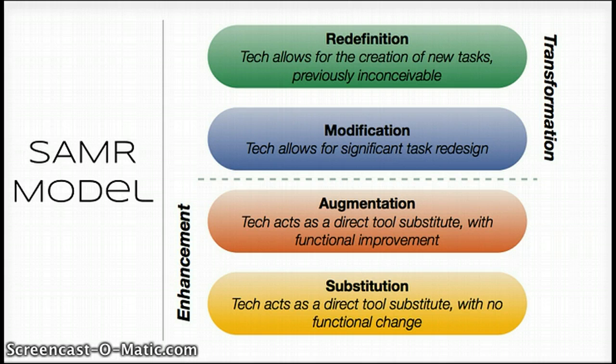So let me give you some examples. A teacher assigns a writing assignment. Rather than having the kids handwrite, they're going to type. That's substitution. There's really no functional change of the product. They're simply typing versus handwriting.